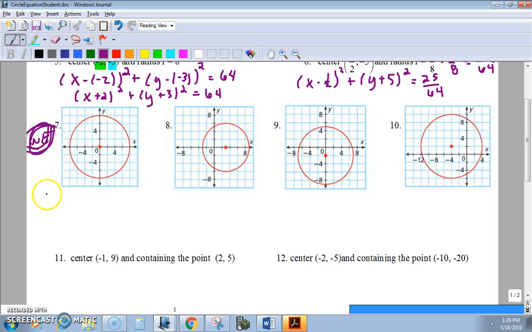So the center here is this red point, 0, 0. It's at the origin, right? 0, 0. And the radius is equal to, well, what is the radius equal to? The radius is equal to how far it is from that center point to the edge of the circle. So how far is that?